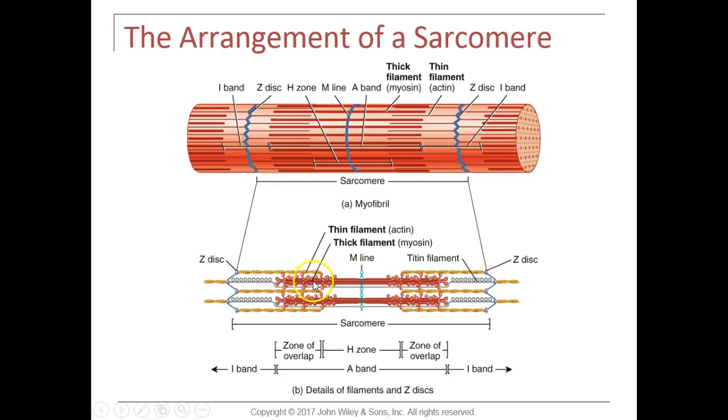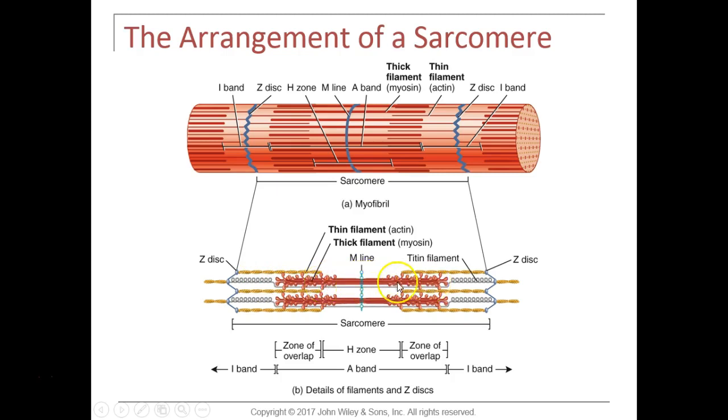The thick filament is suspended in the middle of the sarcomere in a relaxed muscle via a bundling structural protein called titin. So here's another protein. It's not a contractile protein, but it's another protein. It helps organize the thick myosin filament in the sarcomere.